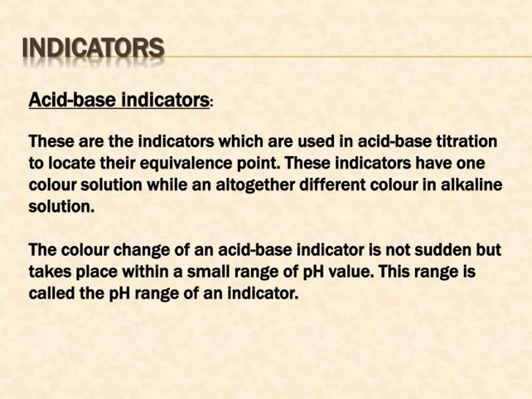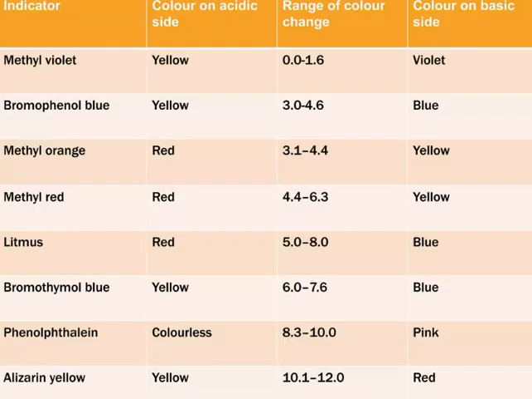So, what is an indicator? My friend, an acid-base indicator. These are indicators which are used in acid-base titration to locate the equivalence point. These indicators have one color in acidic solution and an altogether different color in alkaline solution. The color change of an acid-base indicator is not sudden but takes place within a small range of pH values, and this range is called the pH range of an indicator.